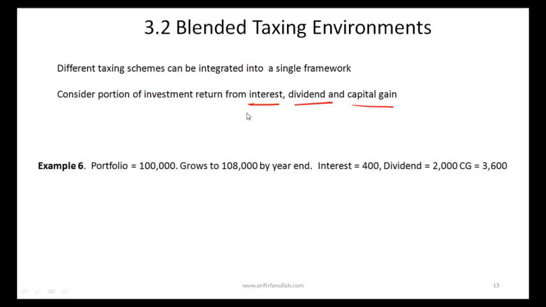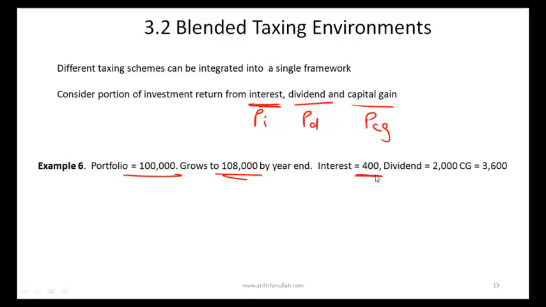The convention used in the curriculum is that the portion of investment income coming from interest is denoted by PI, from dividends by PD, and from capital gain by P capital gain. So the P is simply for the proportion of income, and the subscript is for where it is coming from. Example 6 I'll do real fast: you have a portfolio of 100,000, it grows to this amount. What's the overall return? 8%.